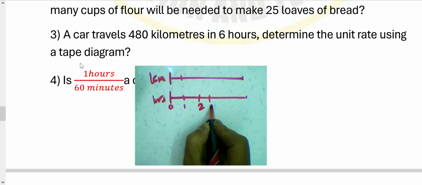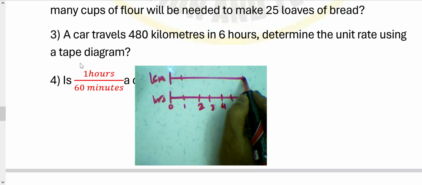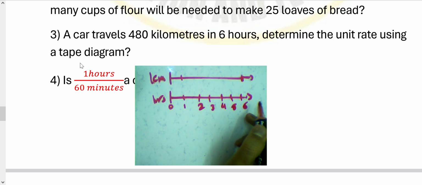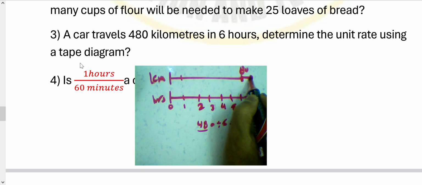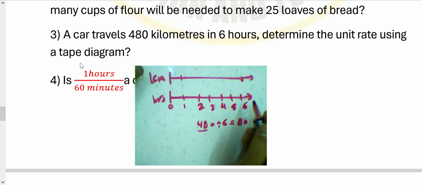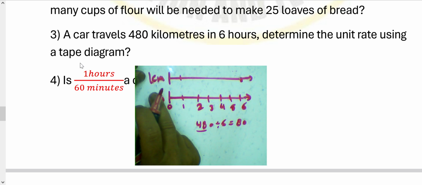1, 2, 3, 4, 5, 6. And we have 480 divided by 6 equal what? 48 divided by 6 equals 8. And write 0 right here, 80 kilometers. And 6 again, 6 hours.